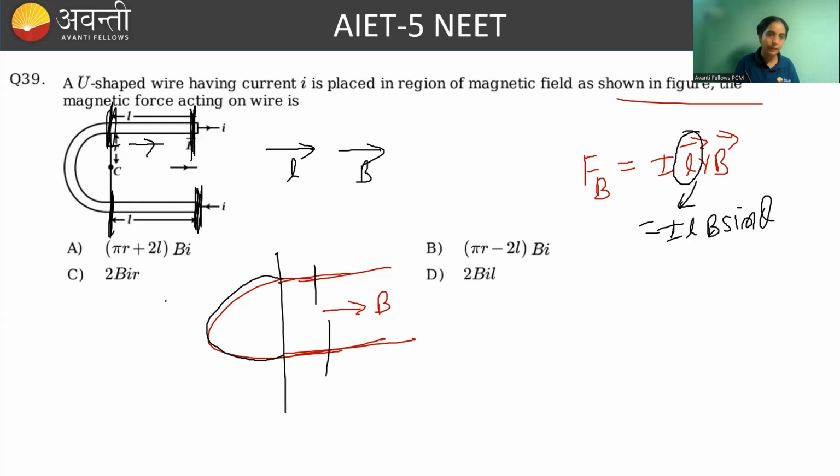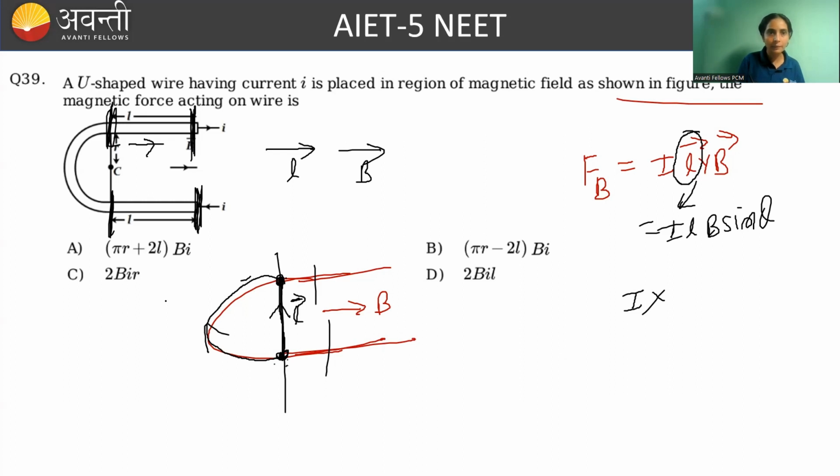This is not a straight wire, right? So I have told you to do one thing: join the initial and final point of the wire. So this is the initial and final point of the wire, and this will act as the L vector. Now, if you put the values, the current flowing through this is I. So what will be the value of L? This is the diameter.